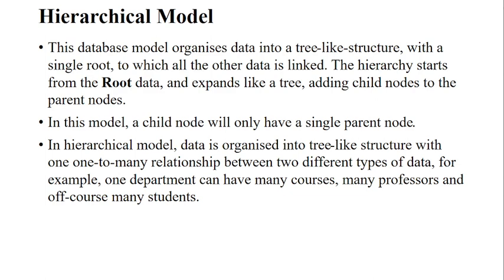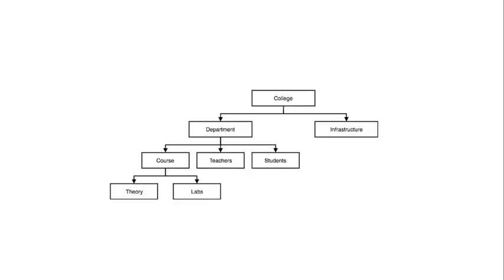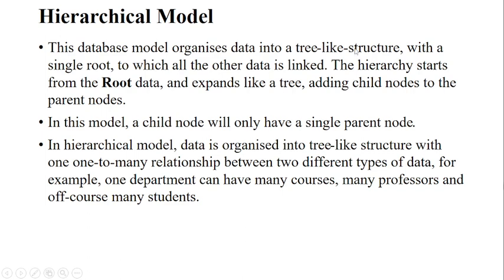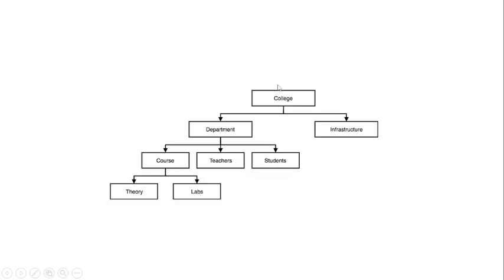This database model organizes data into a tree-like structure. It is not exactly like a tree, but rather an inverted one, the opposite of a tree. We start with a root, that is the college, and then it grows with department, infrastructure, course, teacher, etc. It is a tree-like structure with a single root, here the college. We don't have multiple roots.